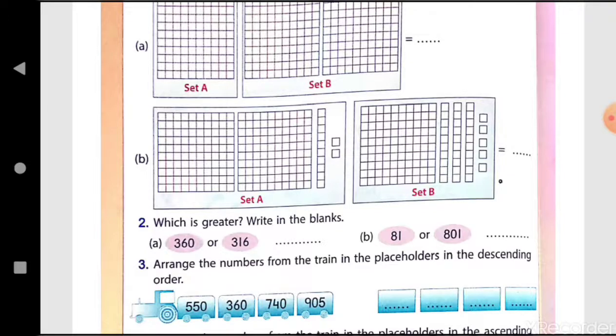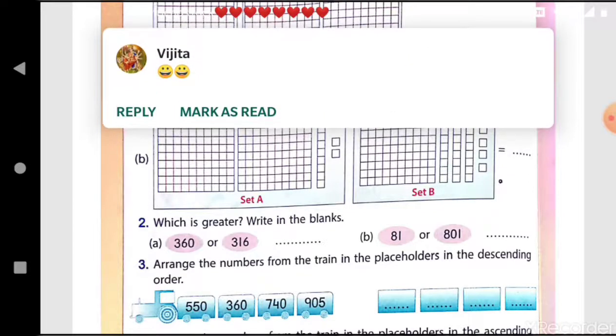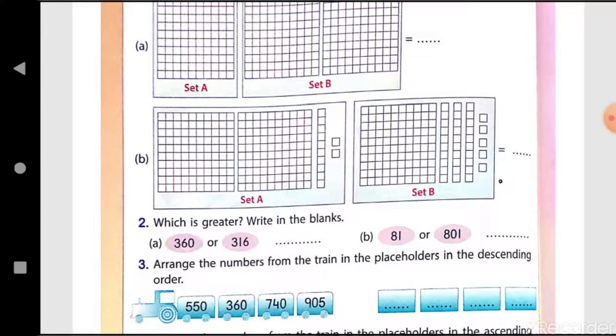360 or 316. You have to tell which number is greater. Now in these two numbers, both the numbers have got 3 at hundreds place. So we compare the digit at tens place. In one number it is 6 and in another number it is 1. So the number with digit 6 at tens place is greater. Therefore 360 is greater than 316.